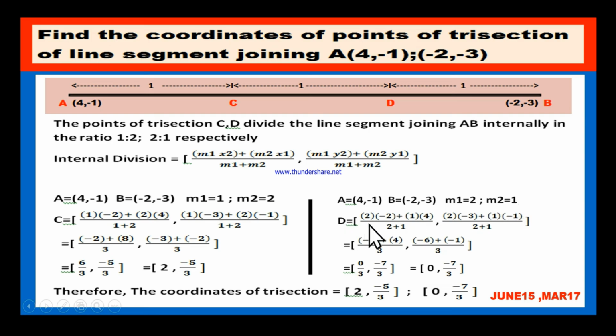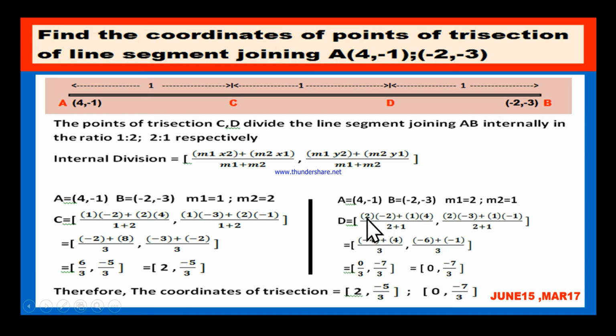Again, D is equal to m1 x2, m1 is 2 into x2 is minus 2, 2 into minus 2, plus m2 x1, m2 is 1 into x1 is 4, 1 into 4, divided by m1 plus m2, 2 plus 1. Similarly, m1 y2, m1 is 2 into y2 is minus 3, 2 into minus 3, plus m2 y1, m2 is 1 and y1 is minus 1, 1 into minus 1, divided by m1 plus m2, 2 plus 1.